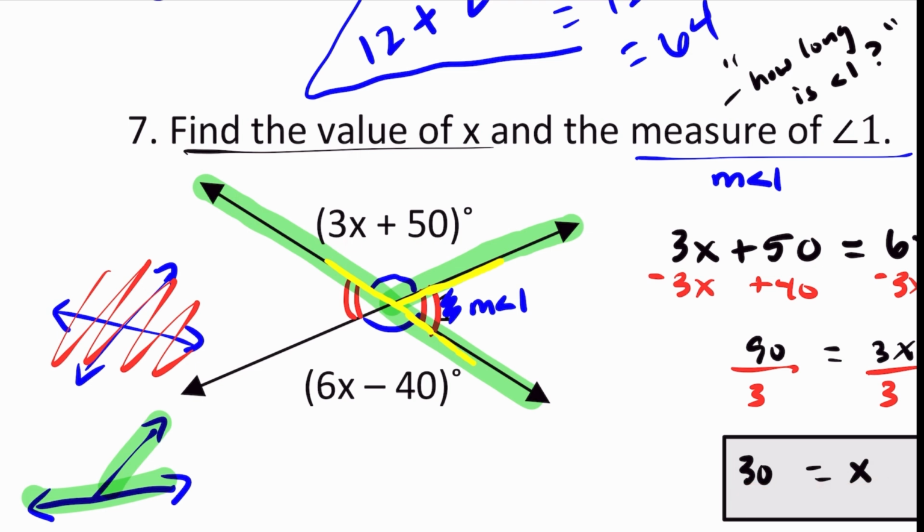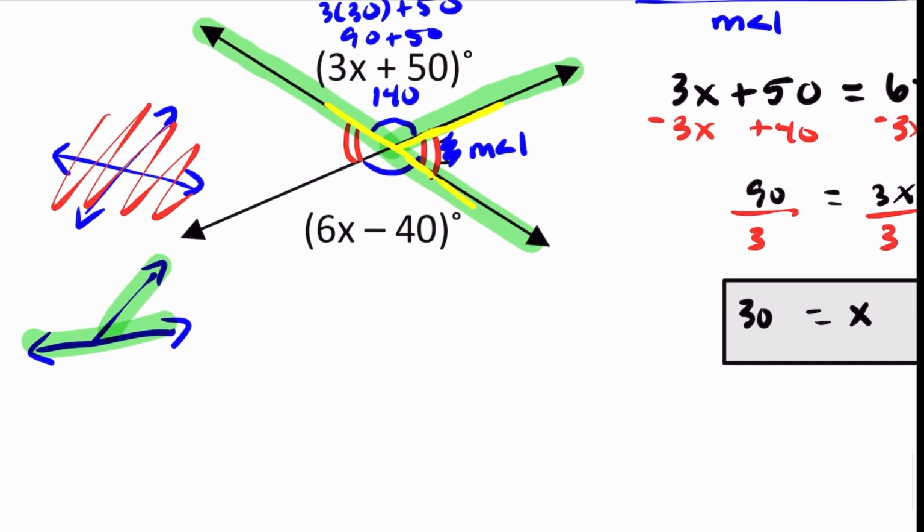I'm going to replace x with 30 here. So 3 times 30 plus 50. Well, 3 times 30 is 90, right? Plus 50. And that's going to give me 140. So I can go ahead and create my equation now.